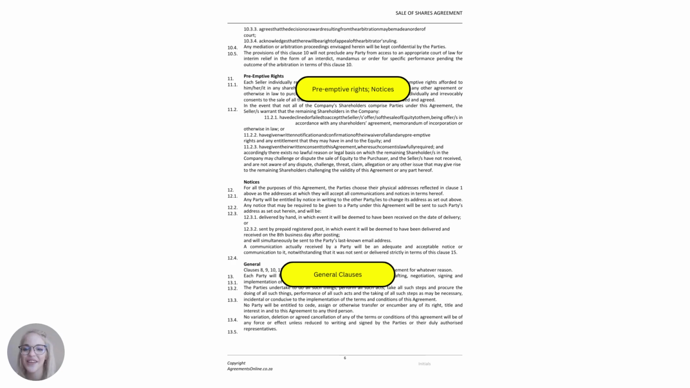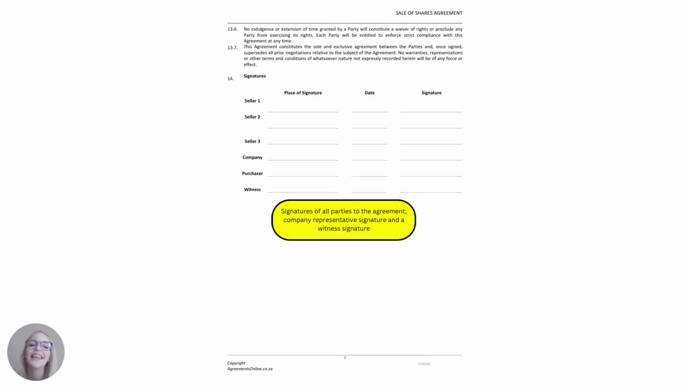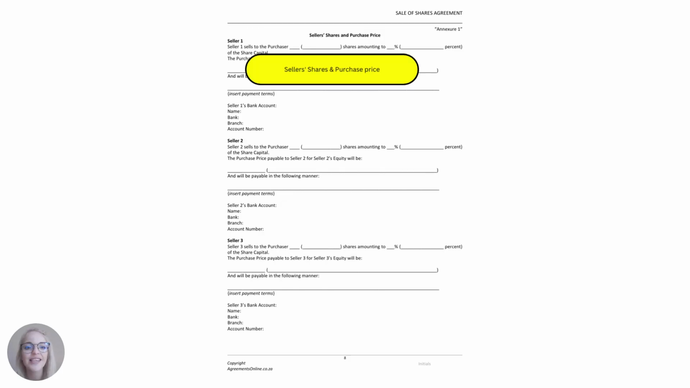Then just some general clauses, and that is then signed by all parties to the agreement, as well as a company or trust representative signature and a witness signature. The added annexure is then a seller's share and purchase price.